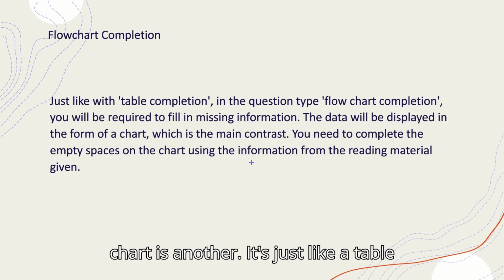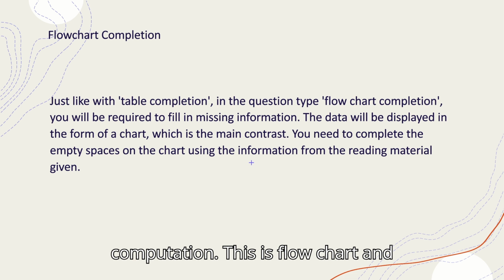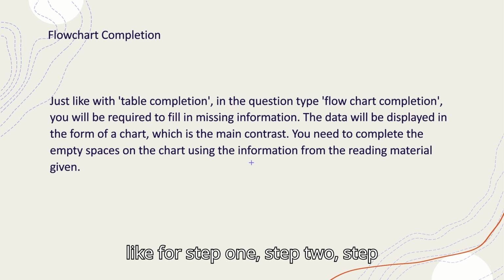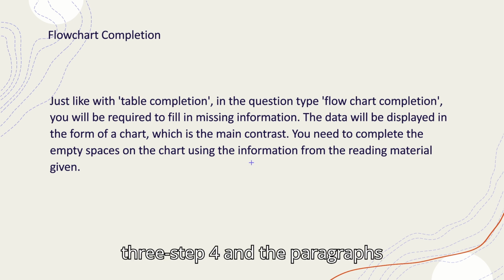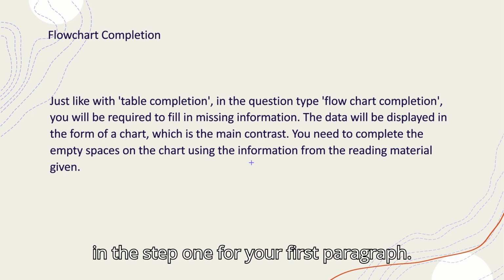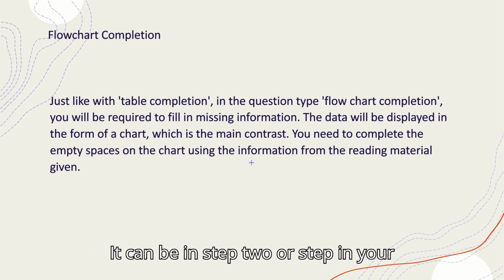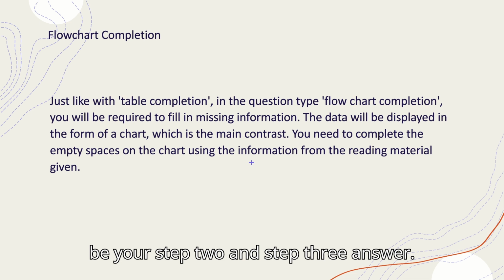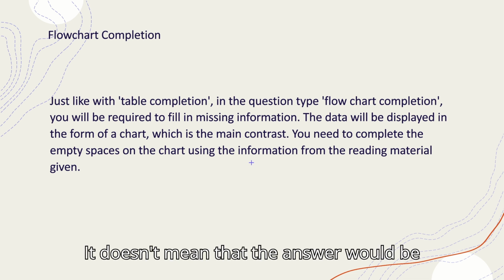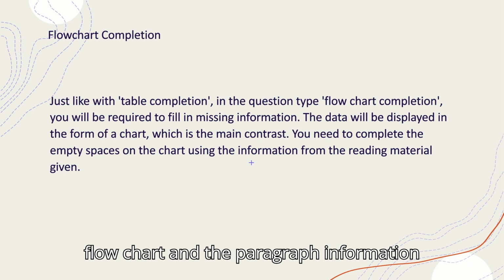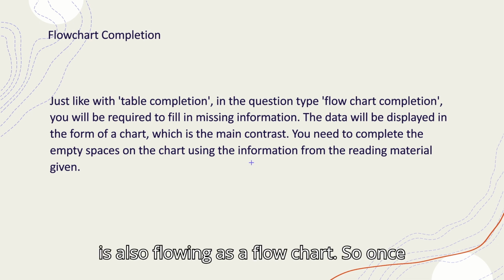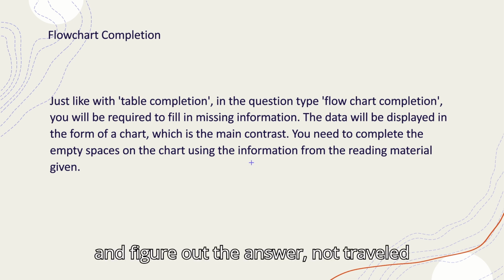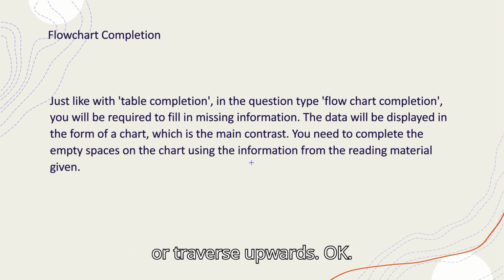Flowchart is another, it's just like table completion. This is a flowchart, and you have some set of information given, like step 1, step 2, step 3, step 4, and the paragraphs would follow. If you get the answer to step 1 in your first paragraph, the next can be in step 2 or in your paragraph 2, and paragraph 3 would be your step 2 and step 3 answer. It doesn't mean that the answer would be in your previous section. It flows like a flowchart, and the paragraph information is also flowing like a flowchart. So once you have answered, go down and figure out the next answer, not travel or traverse upwards.